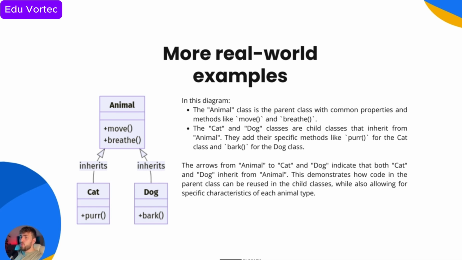Now, let's say we want to create classes for specific types of animals, like cat and dog. We can extend the animal class to create these child classes, inheriting all of the properties and methods of the parent class, and adding any additional properties or methods that are specific to that type of animal. In this way, we can reuse the code in the parent class while still creating specific classes for each type of animal.